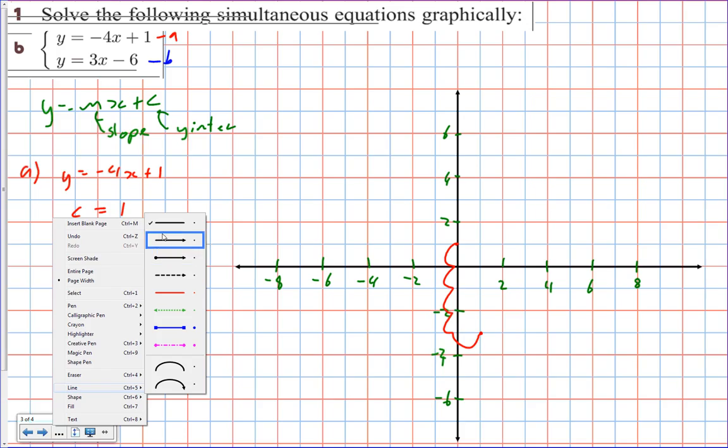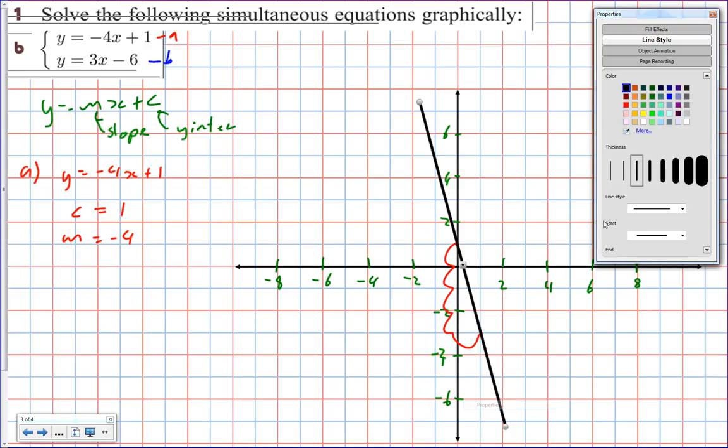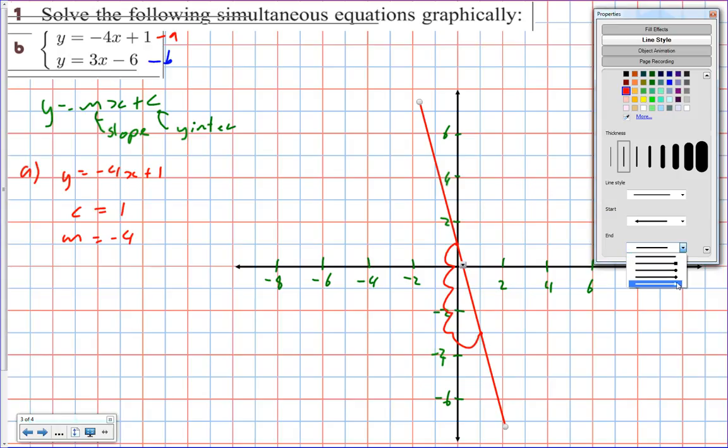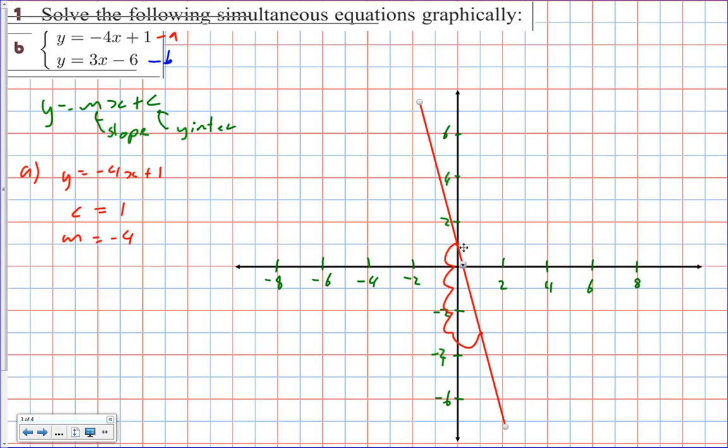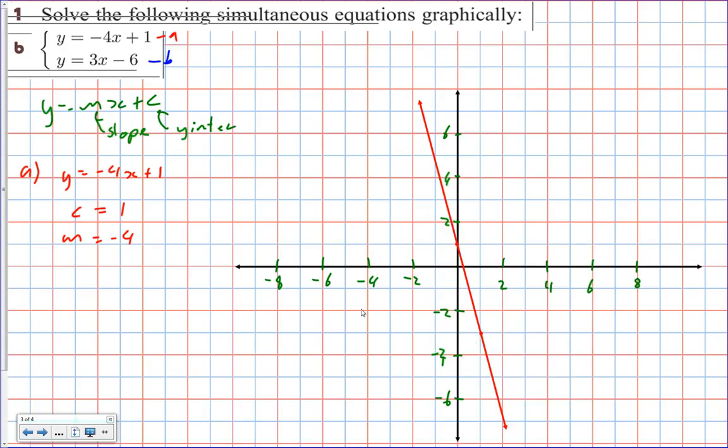So choose our line, and we're going to put that through there. Our line, just make it a bit longer. Again, go to our properties, change that to a red line, make it a bit thinner, put our arrows on either end. What it is, they fire across all those, and we'll just move our step marks. So that's the first one.